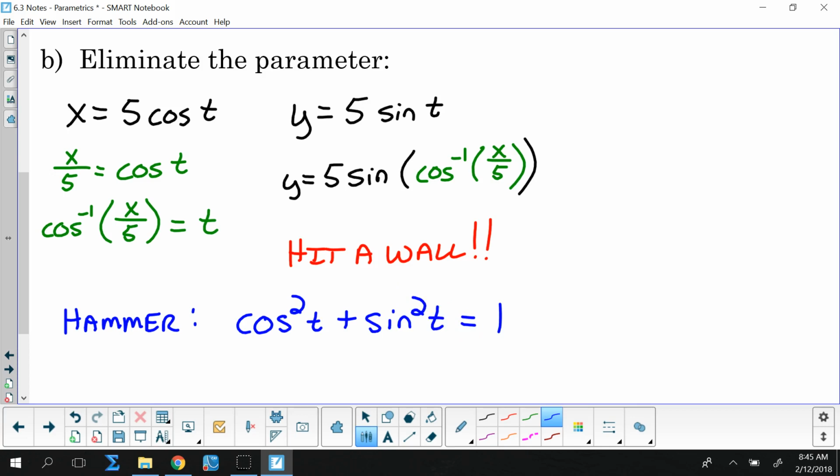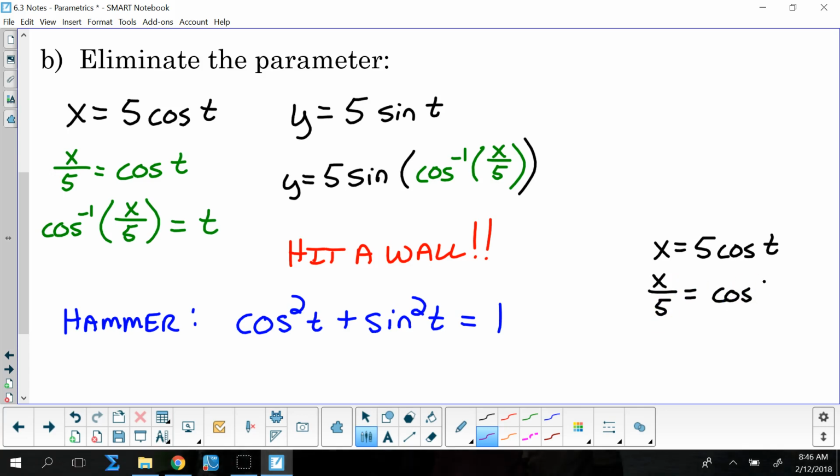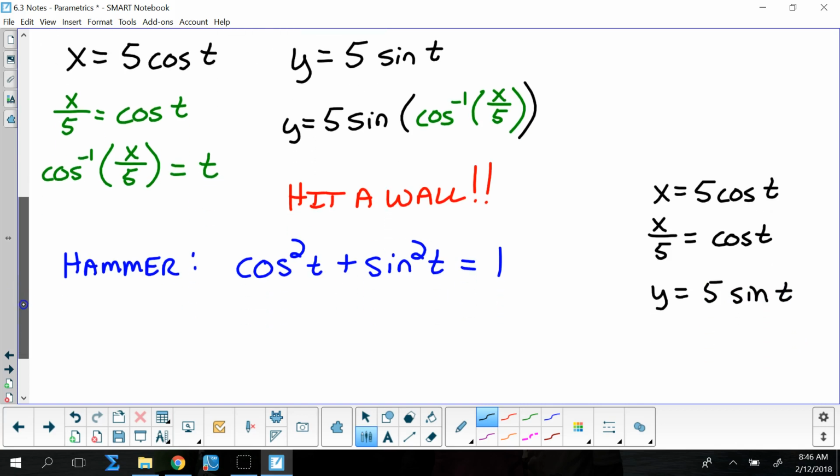Okay? So instead of solving one of them for t, I'm going to actually solve x equals 5 cosine of t for cosine. Then I'm going to solve y equals 5 times the sine of t for sine.